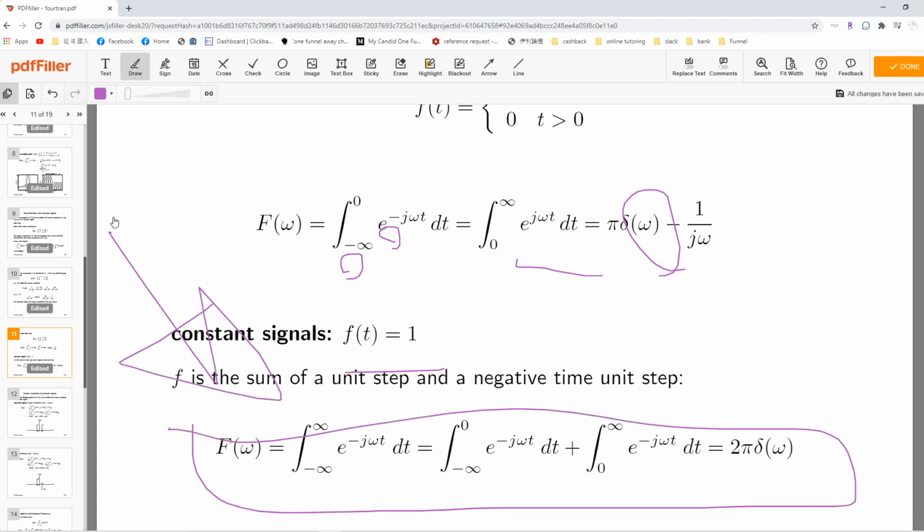So this is the final result, and it is very important: for the constant function f of t, the Fourier transform of the constant function is 2 pi delta omega.